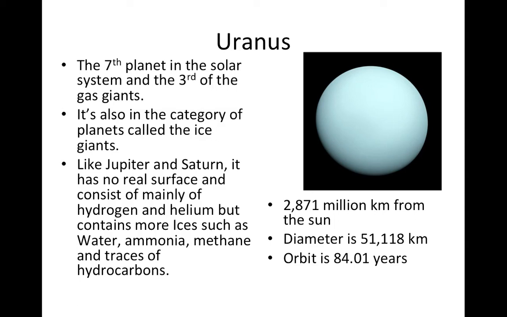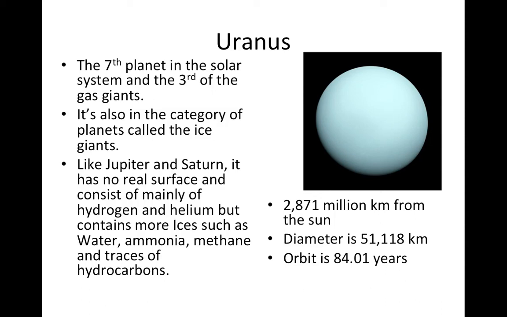Like Jupiter and Saturn, it has no real surface, and it consists of similar material, hydrogen, helium, but it contains more of the ices, such as water, ammonia, methane, and traces of hydrocarbon. It contains more of that. This is what gives it the very bluish look that you can see in the picture on your right.